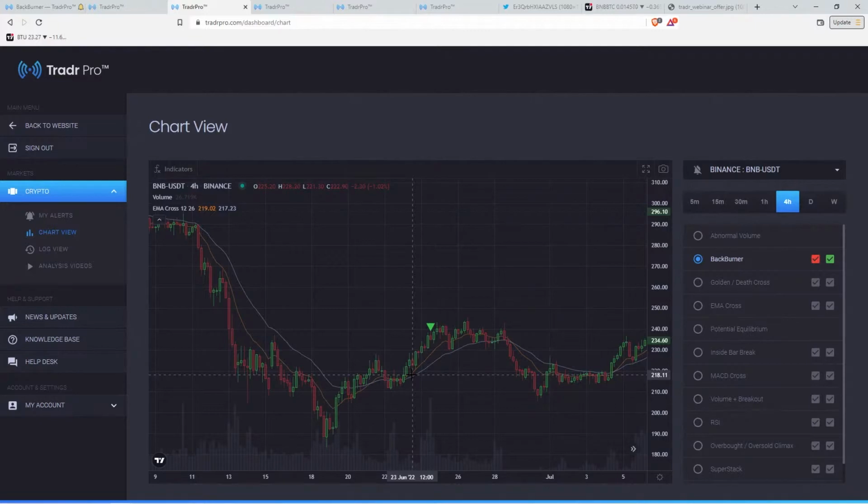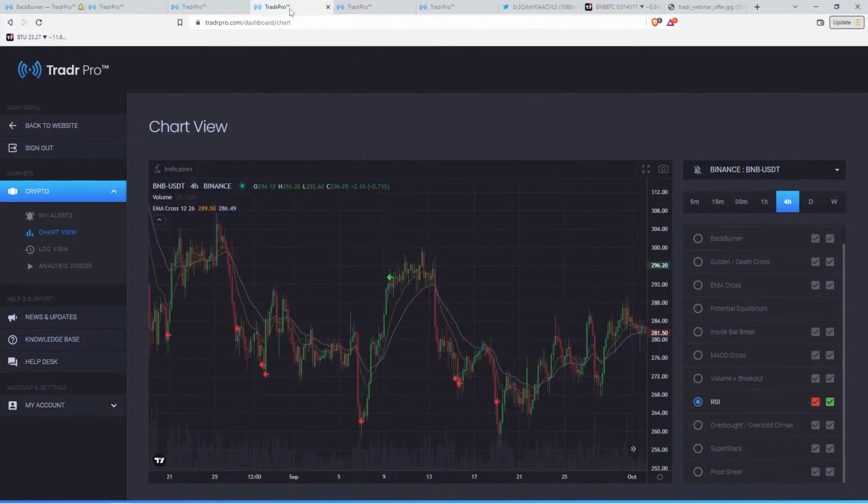And my little robot friend can give me a poke and say, maybe take half that position off because we bounced a lot over the last couple of days. Next example is going to be BNB on just the standard 4-hour RSI.